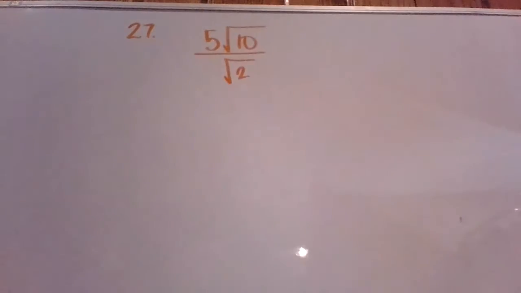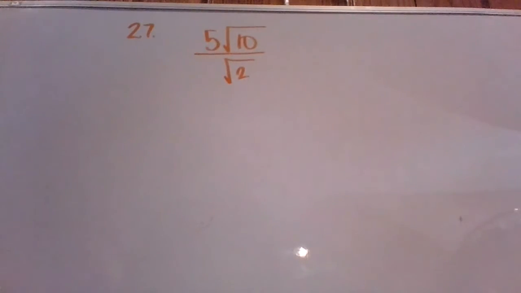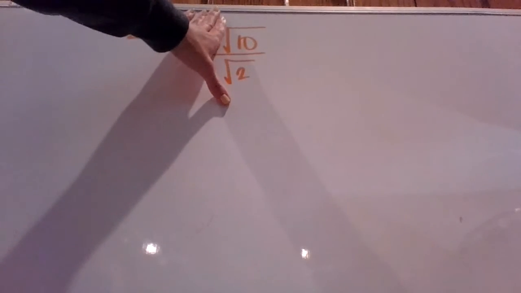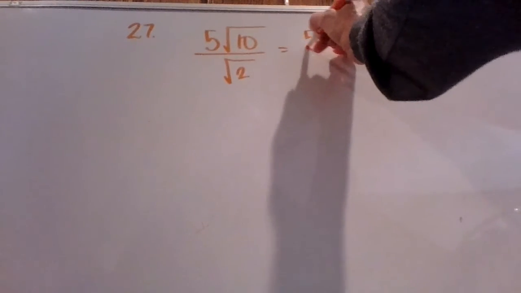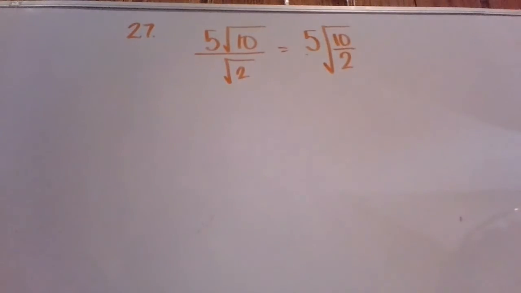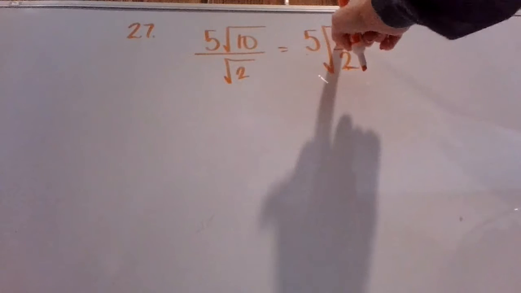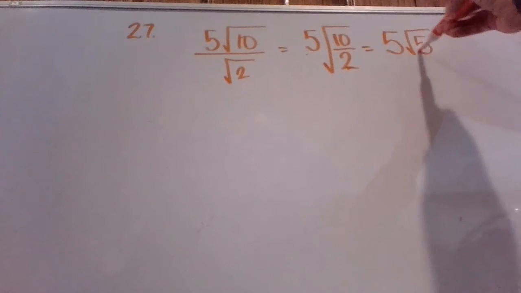Number 27. Number 27 is 5 times the square root of 10 divided by the square root of 2. Now, we can look at this and think, well, the square root of 10 can't break down. The square root of 2 can't break down. But I'm not even looking at the 5 yet, but 10 divided by 2 can break down. So let's write it like this. 5 times the square root of 10 over 2. Well, now 10 divided by 2 is 5. So that means this can equal 5 times the square root of 5.